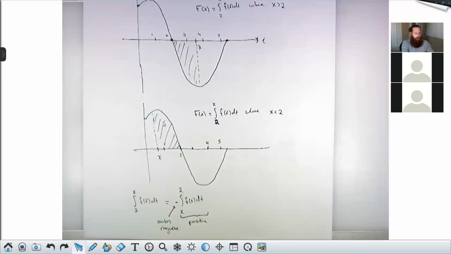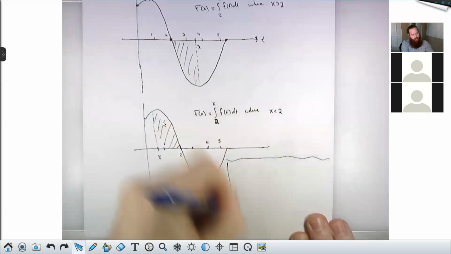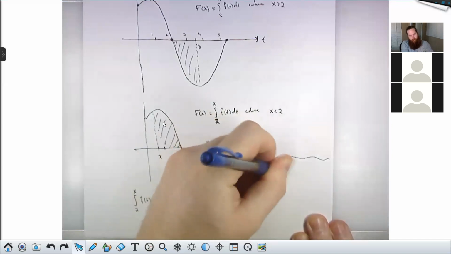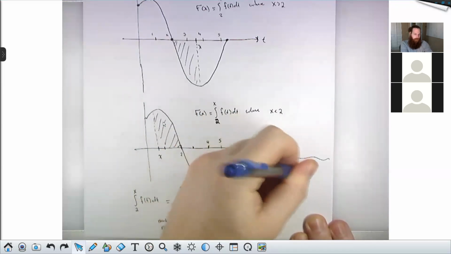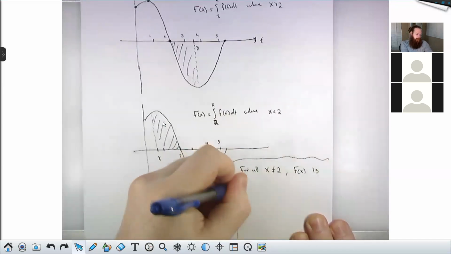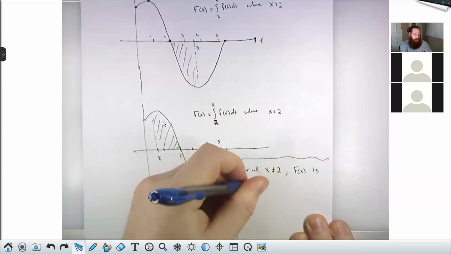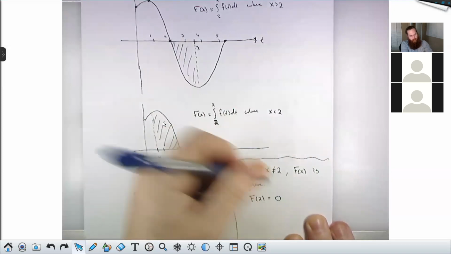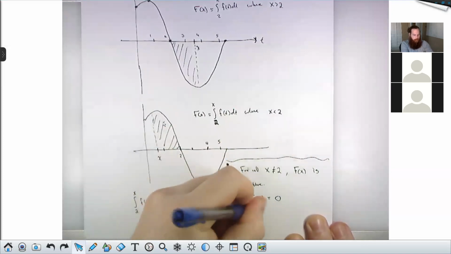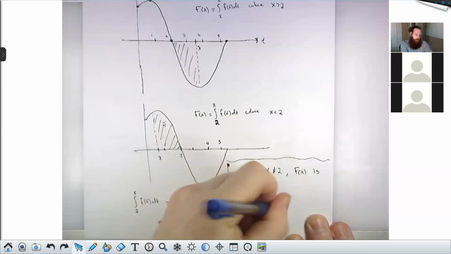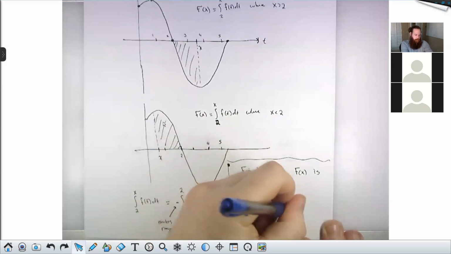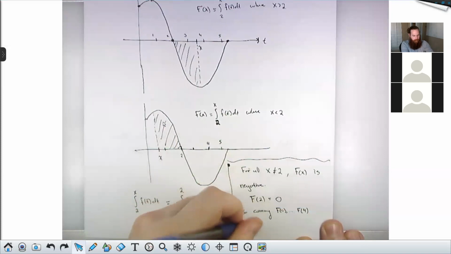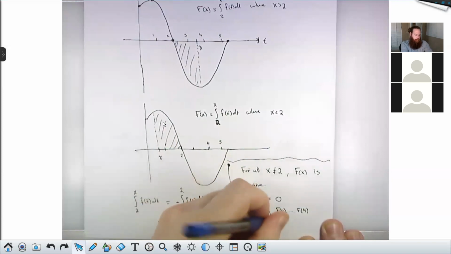So I think here's my conclusion from this. For all x except for 2, capital F of x is negative. Capital F of 2 itself is 0. So among f of 0, f of 1, f of 2, f of 3, all the way out to f of 4, I think capital F of 2 is largest.